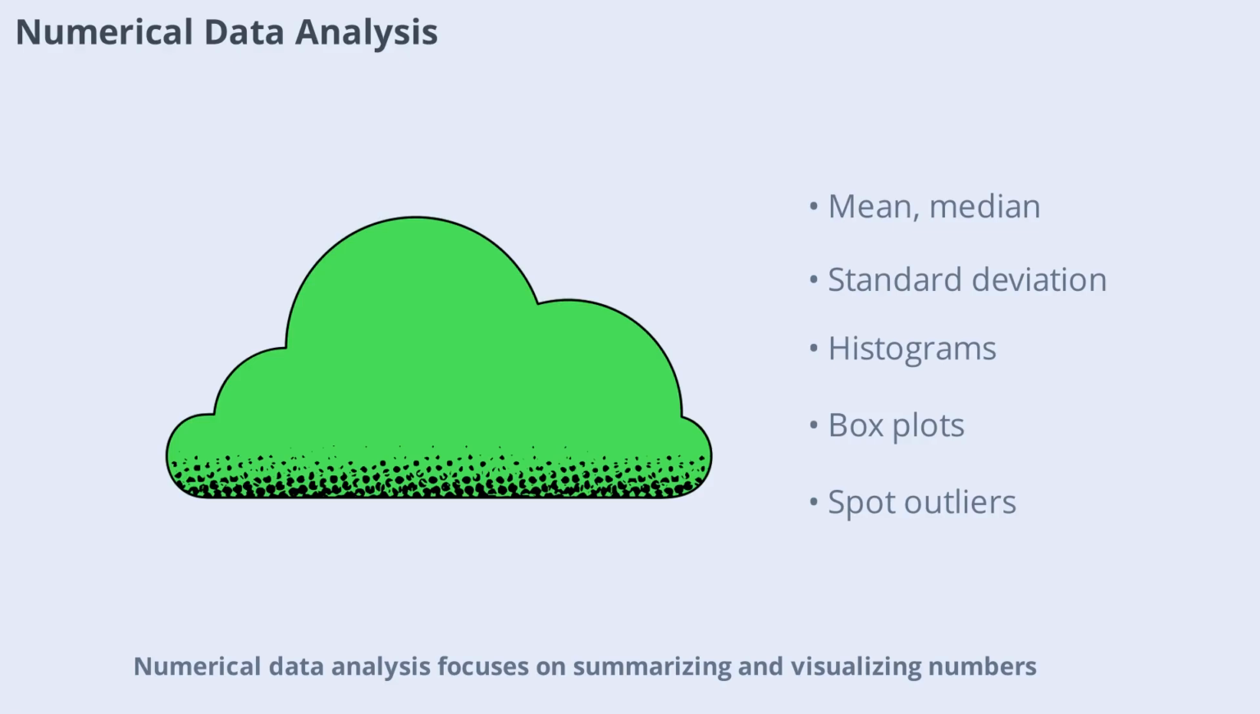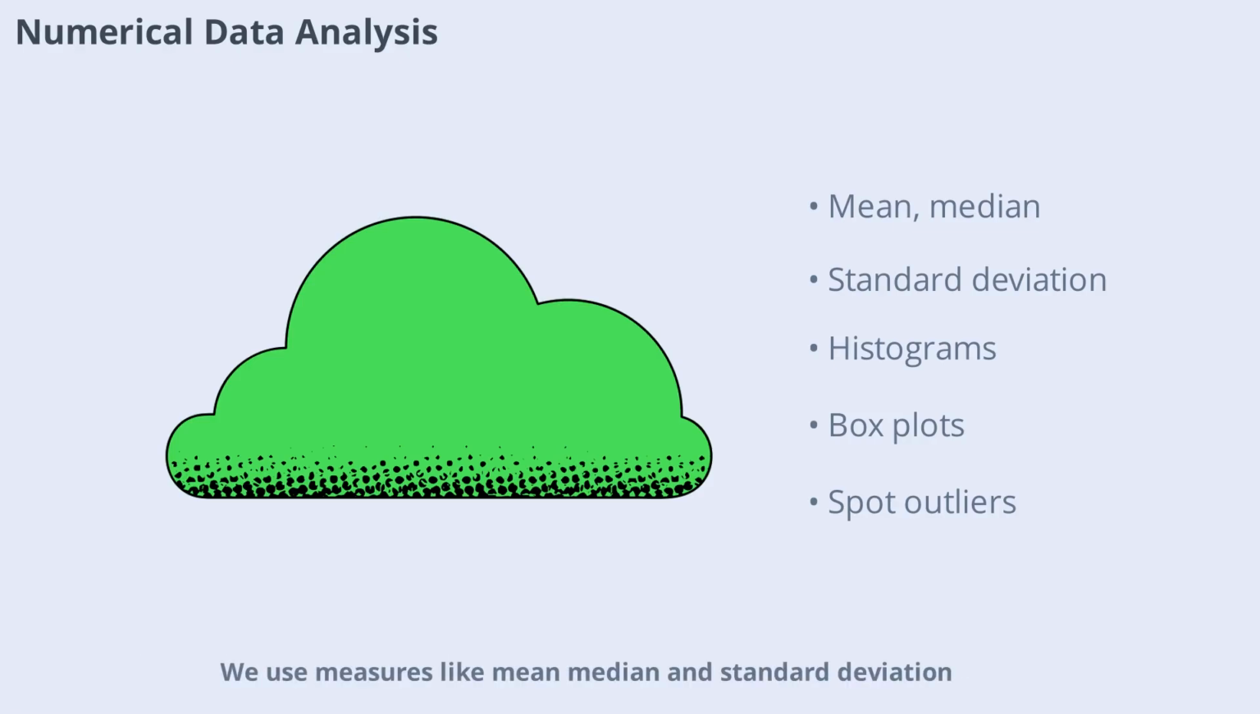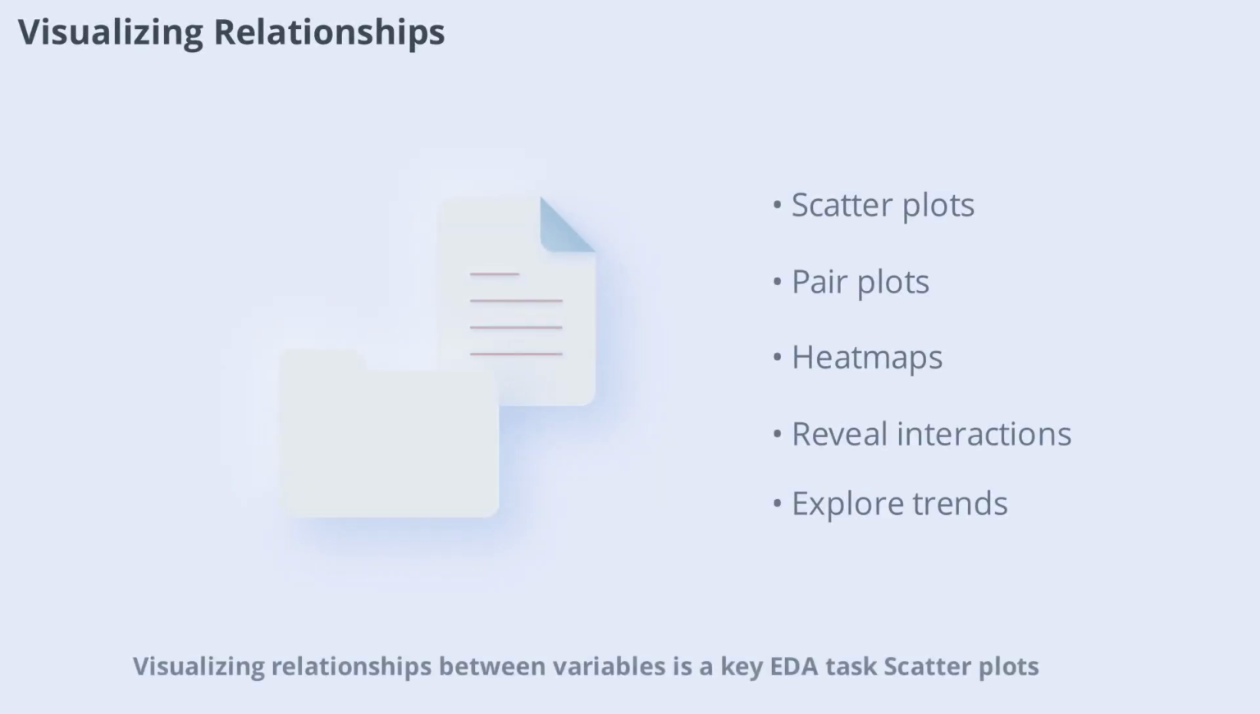Numerical data analysis focuses on summarizing and visualizing numbers. We use measures like mean, median, and standard deviation, along with histograms and box plots, to understand the data's behavior and spot outliers.